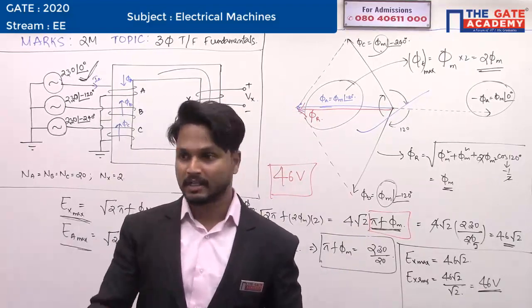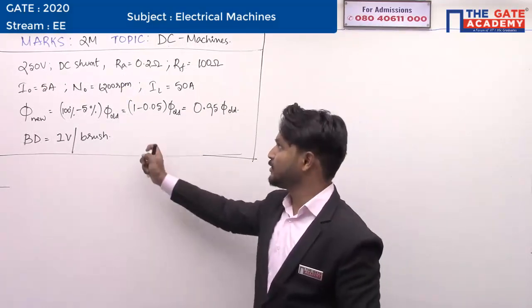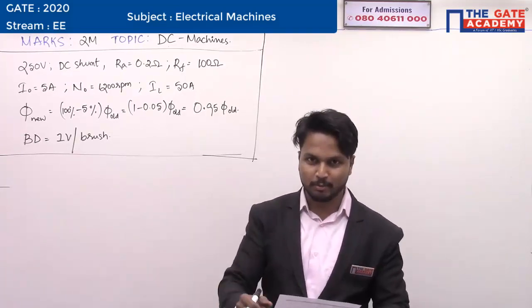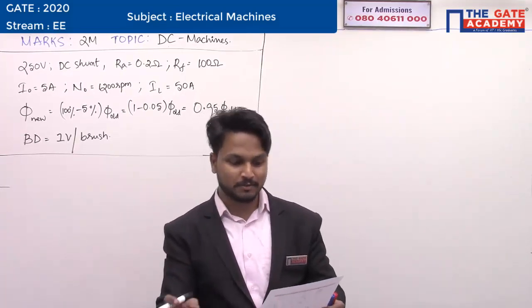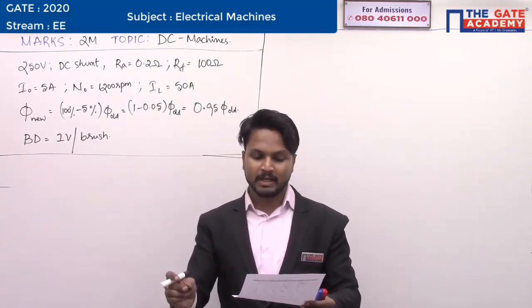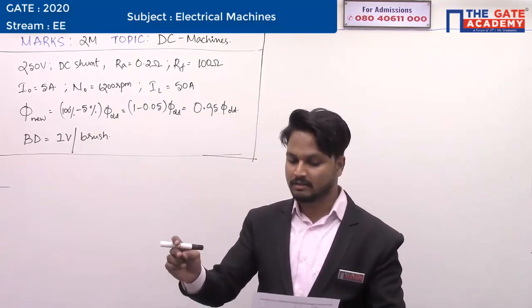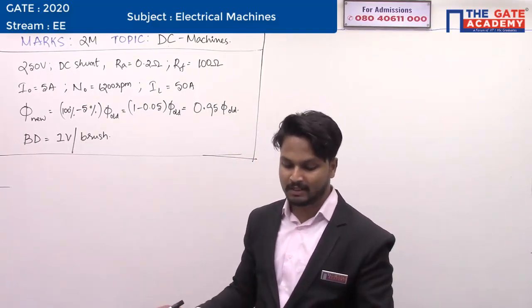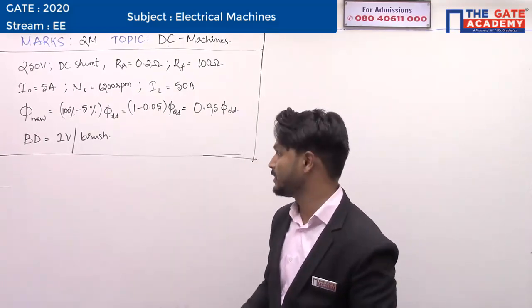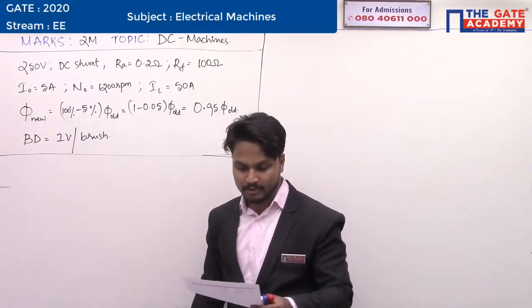We'll be solving the second question now. The data for this question you can see on the board. The question is like this: a 250 volts DC shunt motor with armature resistance of 0.2 ohms and a field resistance of 100 ohms draws a no load current of 5 amperes. I0 is equal to 5 amperes.